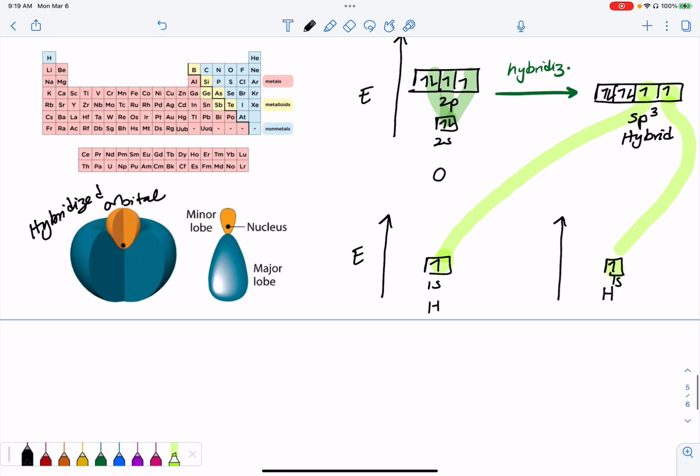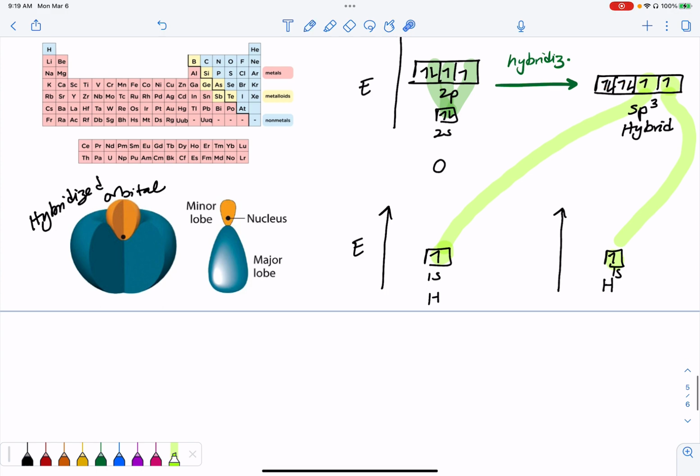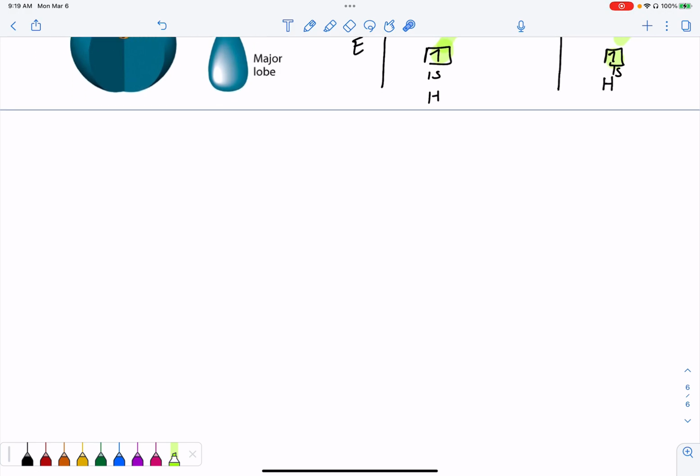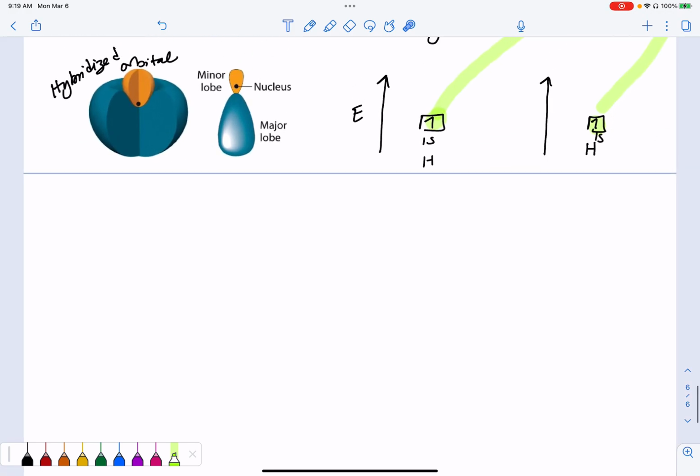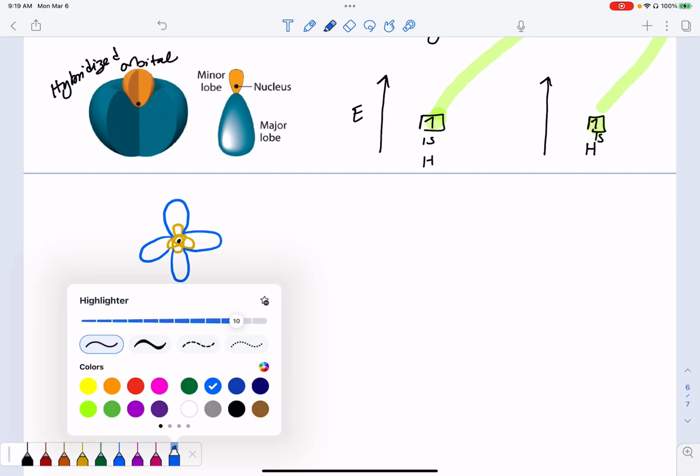In this case, we have 1, 2, 3, 4 sp3 hybrids. If I wanted to follow this little shape convention here, I would have my oxygen atom, and around that I would have 1, 2, 3, 4 of my hybridized orbitals.